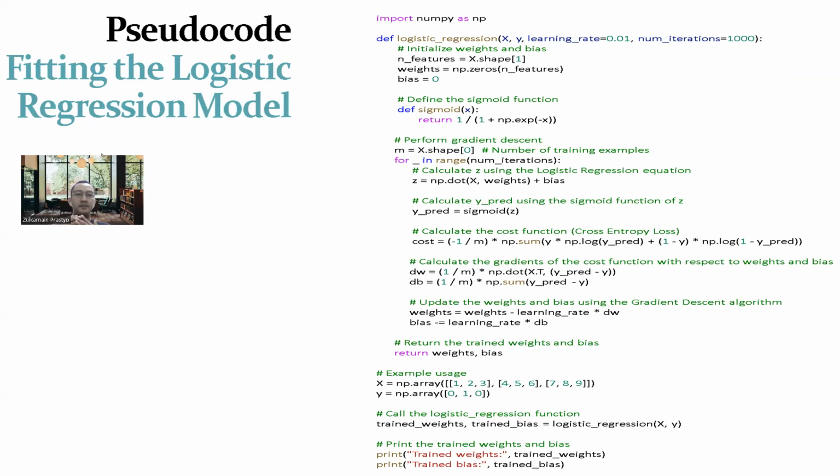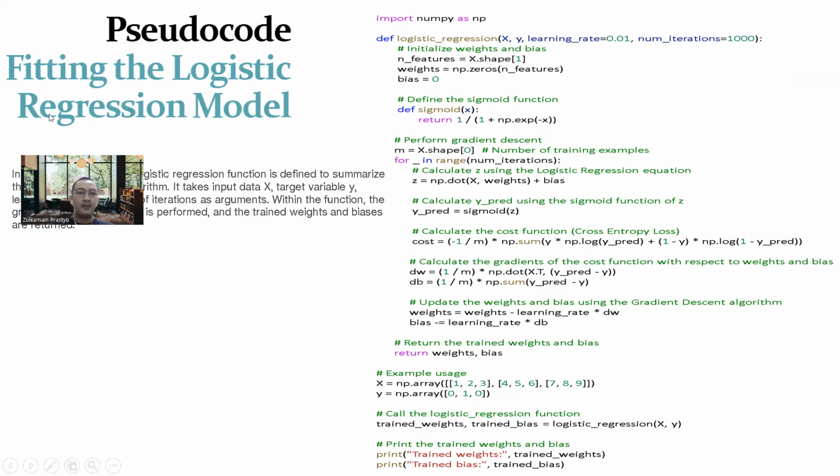The first time in this code, I import numpy as np, and then define logistic regression with X, Y, learning rate equal to 0.01, and number of iterations 1000.